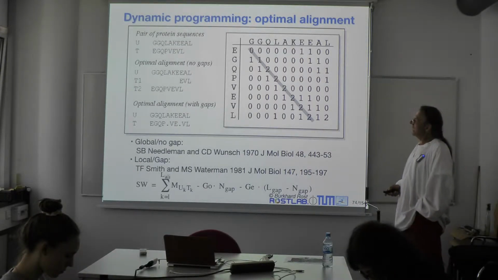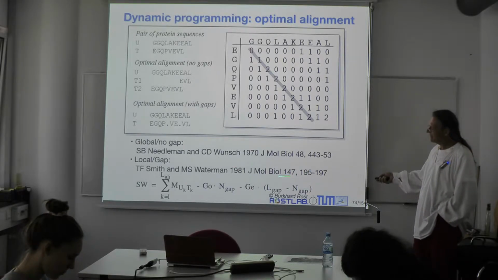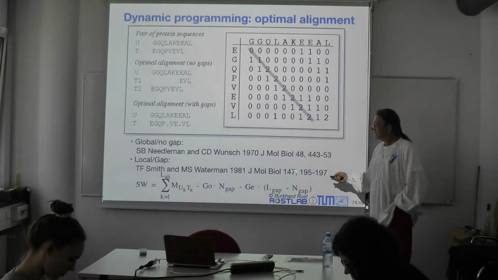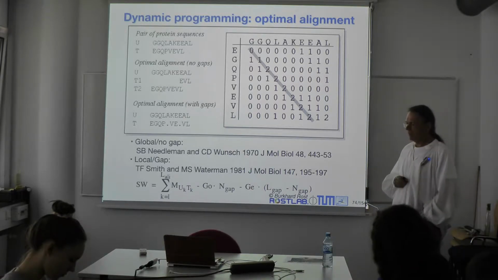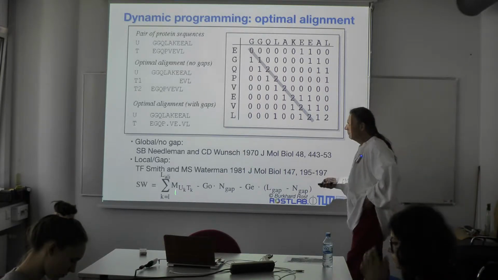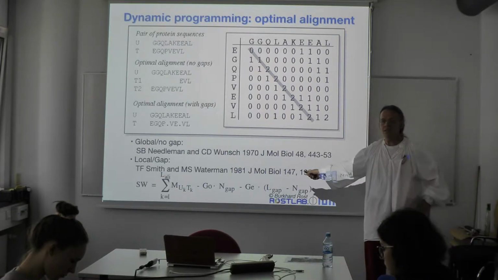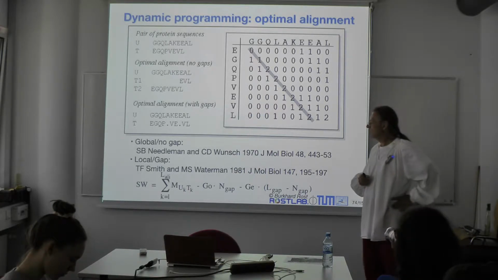So with that, we have an optimal alignment, and if it's a local alignment, then what I write down here is mathematically exactly what you said. The Smith-Waterman extension of this was published in JMB in 81. And almost all alignment methods used today are still somehow based on this original paper from Temple Smith and Michael Waterman.